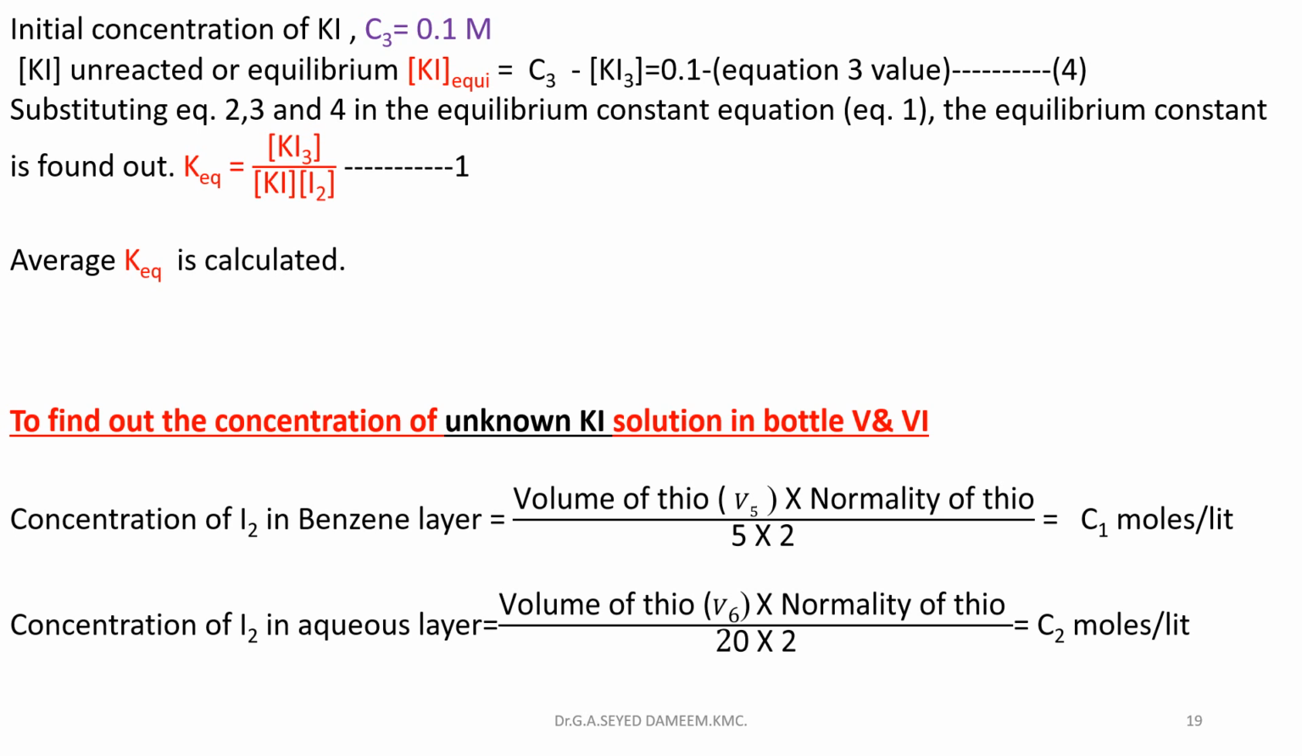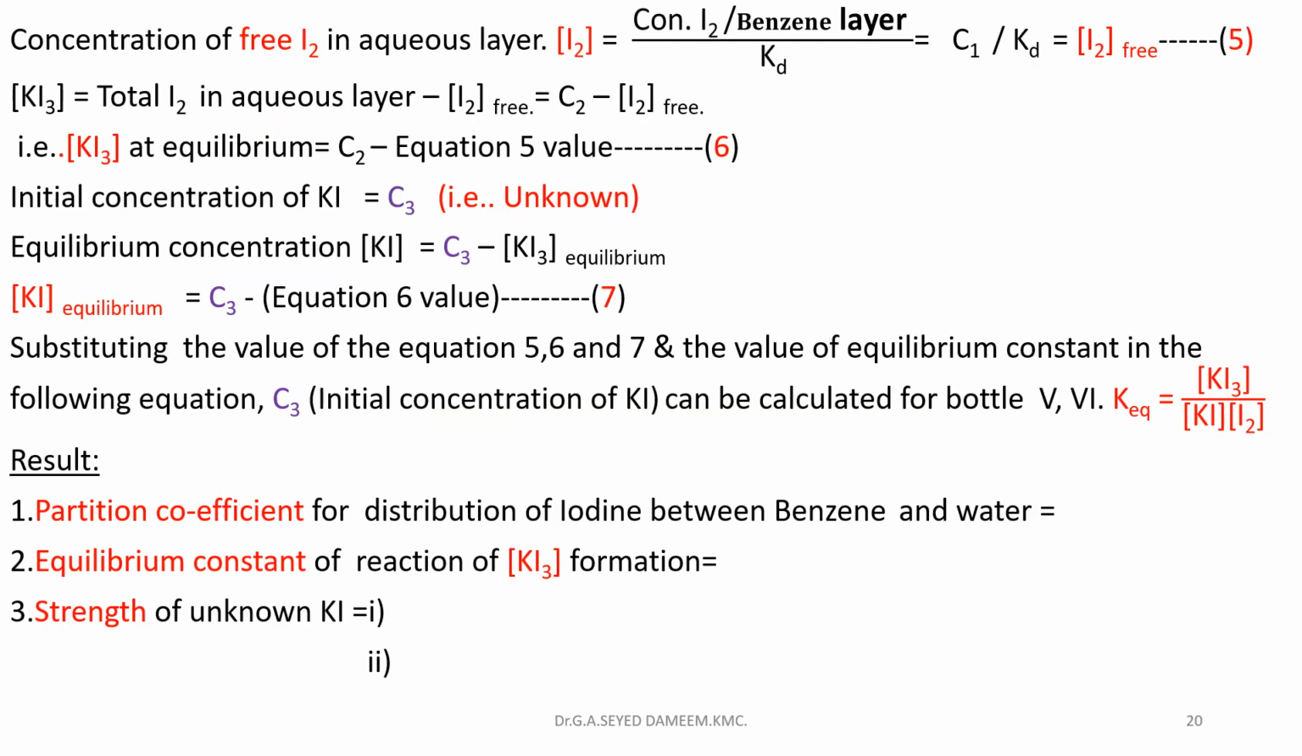And the concentration of iodine in the aqueous layer is the volume of thio V6 times the normality of thio, about 0.01 N, divided by 20 into 2. The answer is C2 moles per liter. So C1 is the concentration of iodine in the benzene layer, and C2 is the concentration of iodine in the aqueous layer. Now the concentration of free iodine in the aqueous layer, iodine free, is the concentration of iodine in the benzene layer divided by Kd, that is C1 by Kd.